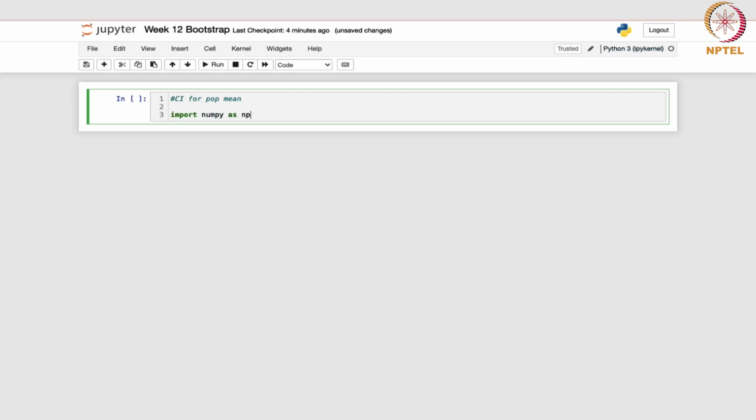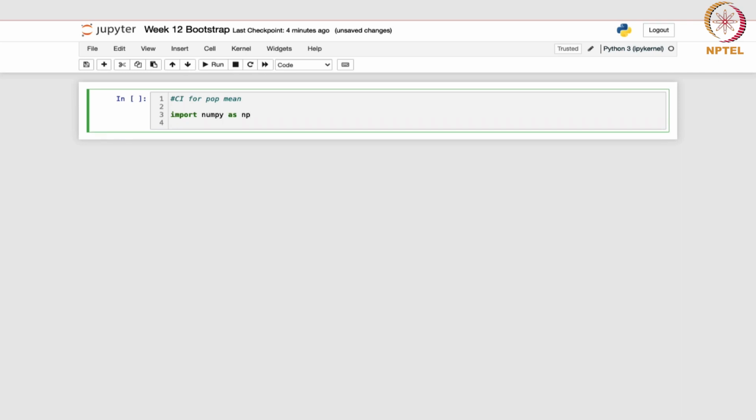So we will be importing NumPy, and we will also be importing matplotlib, because we will be making different graphs and plots, pyplot as plt.